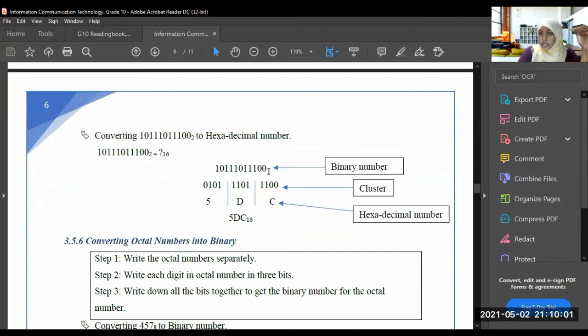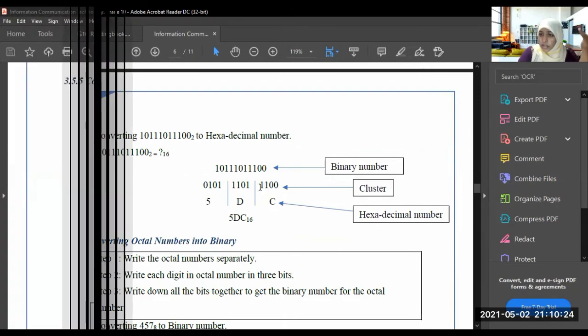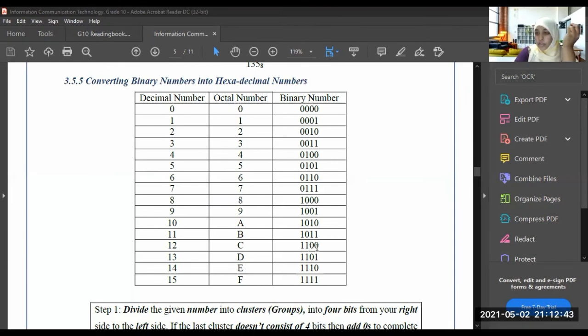10111011100. You should cluster them into 4 bits. So 0011 is one cluster, 1011 is one cluster, 101, and again apply a 0 here, it is another cluster. So here 1100 is equal to what? The answer of 1100 is 12, no? If you calculate it with the power 2, the answer is 12.